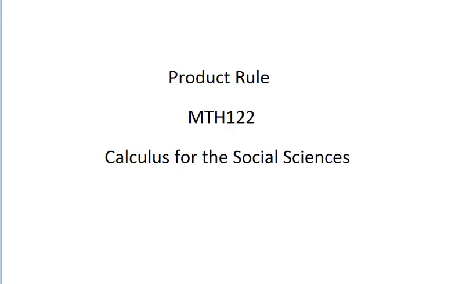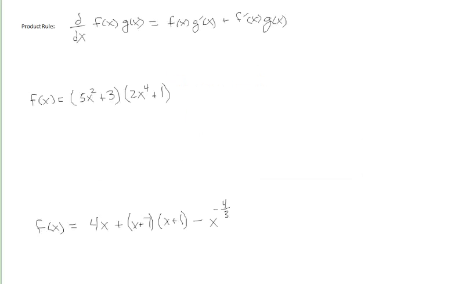Here in this video we're going to take a look at the product rule, and the product rule is d/dx of f of x times g of x is equal to f of x times g prime of x plus f prime of x times g of x.